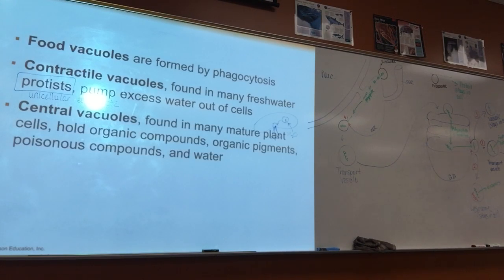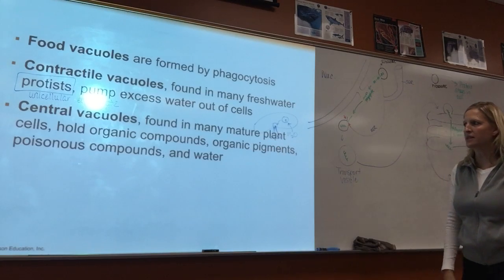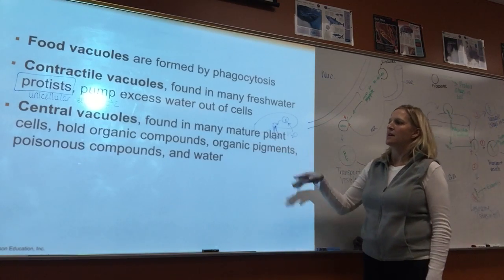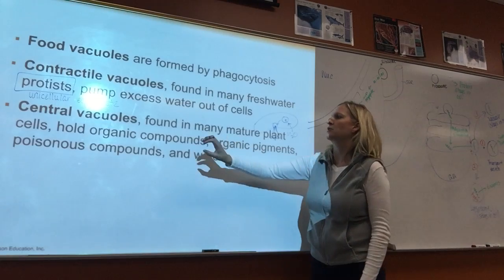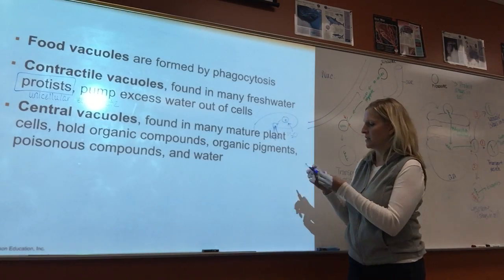The third and last type of vacuole is a central vacuole. This is found in plant cells, and they store a lot of things. They store organic compounds, pigments, poisonous compounds, and water.